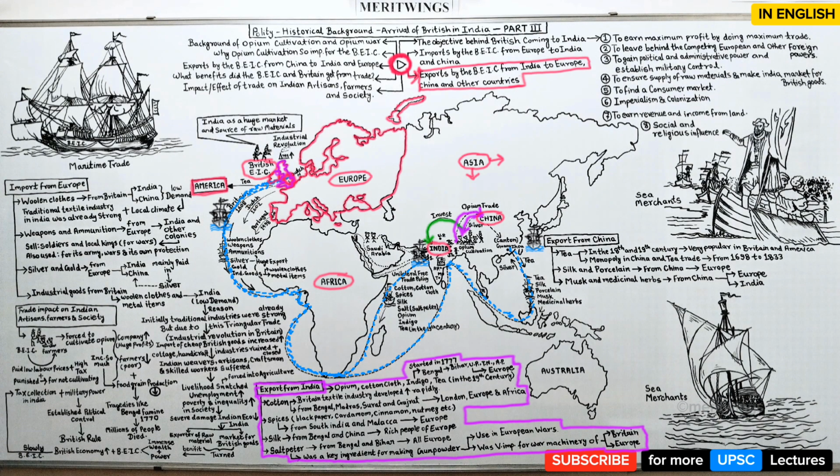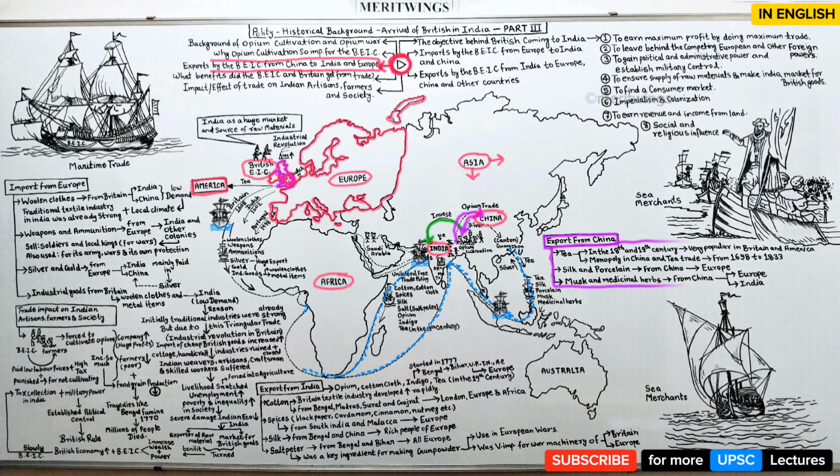Along with this, in this video, we will also understand the background of opium cultivation and opium war by the British East India Company, friends. We will understand why opium cultivation was so important for the British East India Company. Apart from this, we will see what the British East India Company exported from China to India and Europe at this time. Friends, we will also see how this triangular trade system between India, China and Europe by the British East India Company strengthened the power of the East India Company and the British economy.